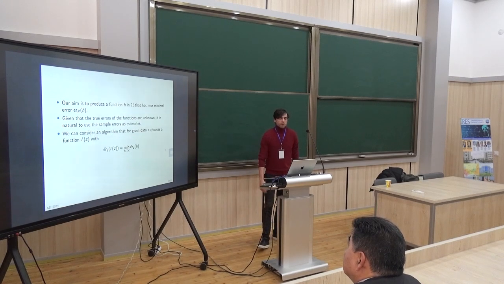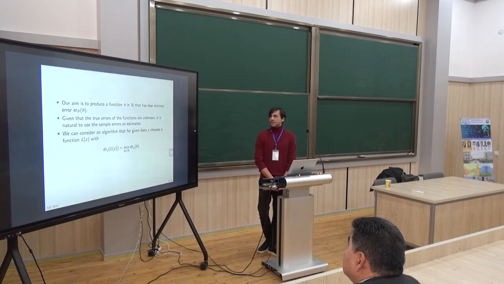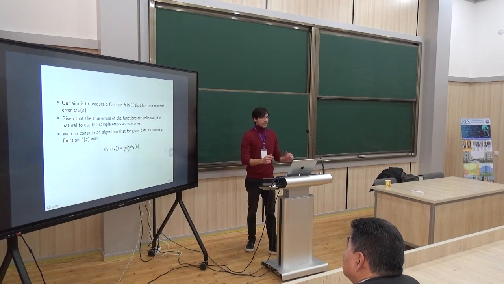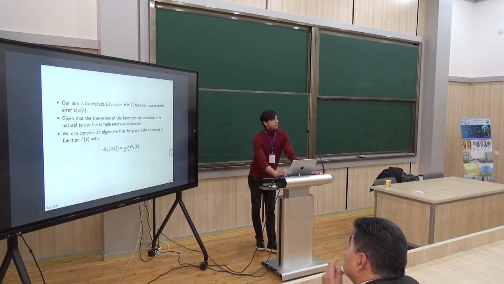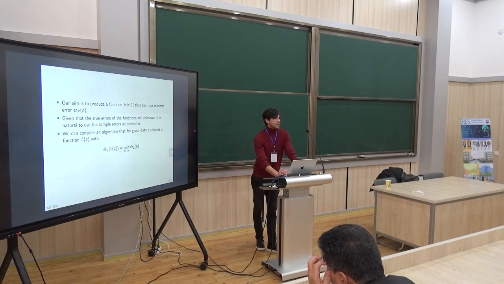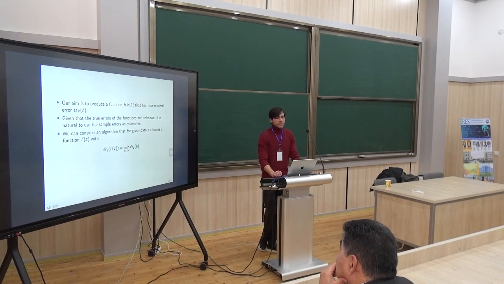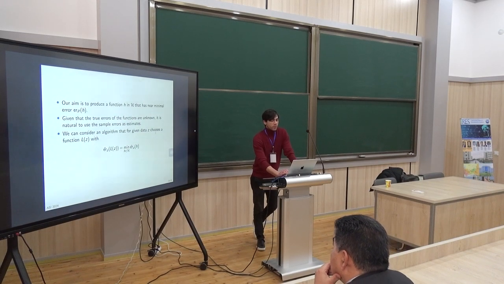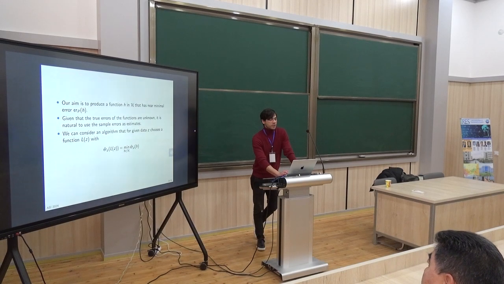All right, so then again, our hope is to produce a function H in the class that has near minimal error, but we don't know what the actual errors are, and all we know is the data. So therefore, it is natural for us to say, let's try and use the sample errors as estimates in place of the actual error to construct the learning algorithm, this function L. So we can come up with a learning algorithm that is going to do the following. For a given data C, it will choose the function that satisfies this condition.